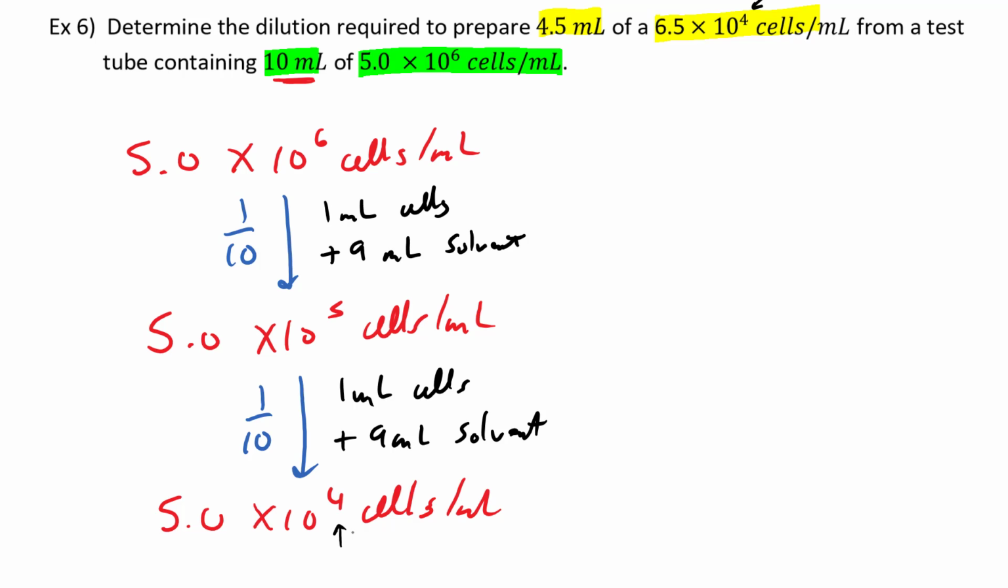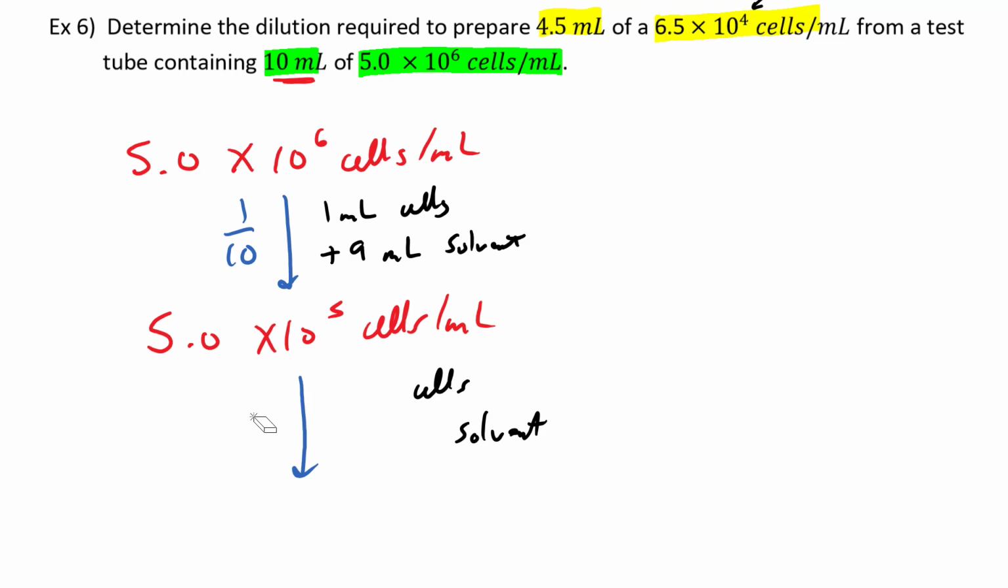Wrong. Do you see the problem? I've overshot. I want 6.5. I overshot, I got 5.0. As a result, I should do a different dilution.